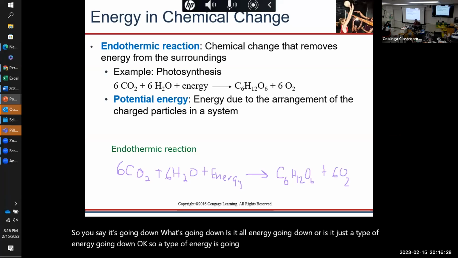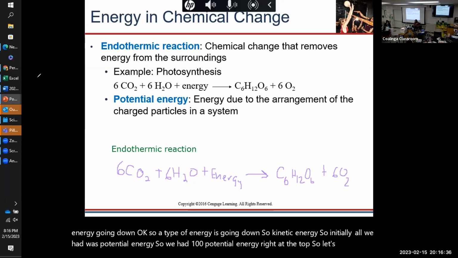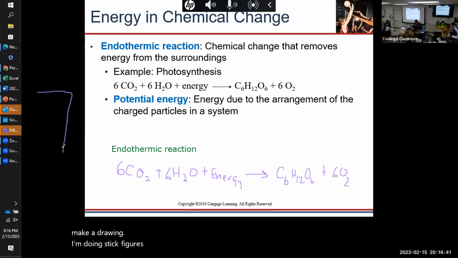Okay, so kinetic energy. Initially, all we had was potential energy. So we had 100% potential energy at the top. So let me make a drawing. I'm doing a mistake here, so don't make fun of me. Not an artist. Johnny's at the top of the cliff. At the top of the cliff, he has what we call potential energy. It's 100% potential.